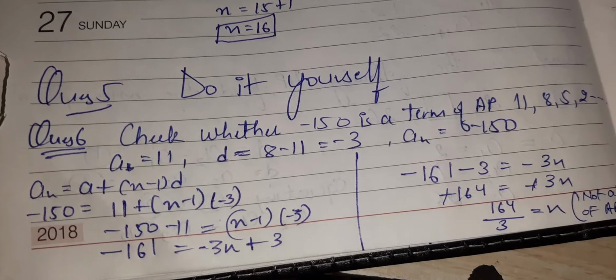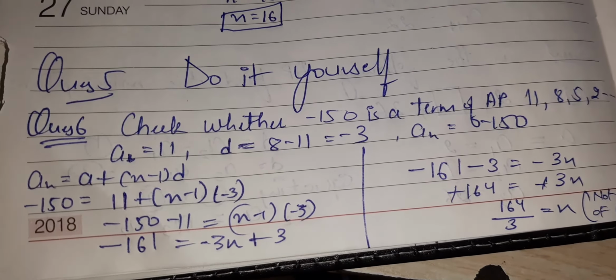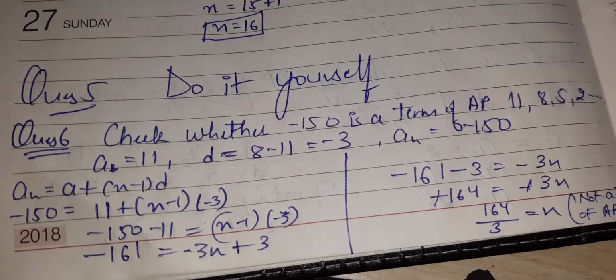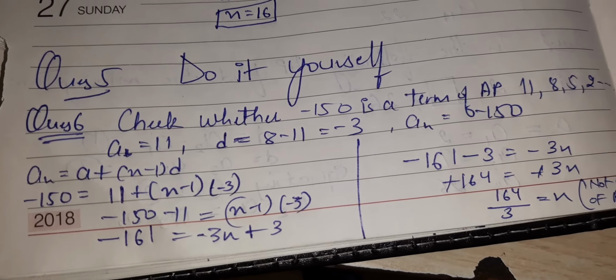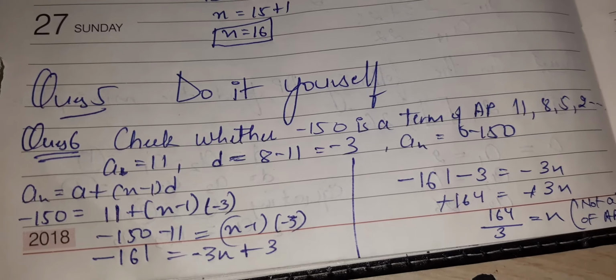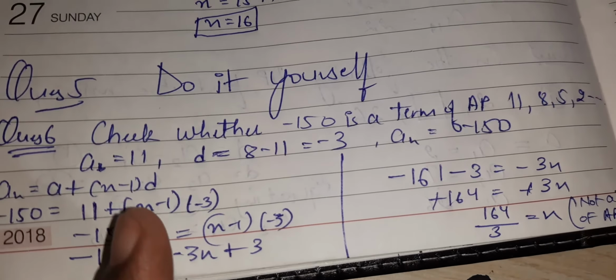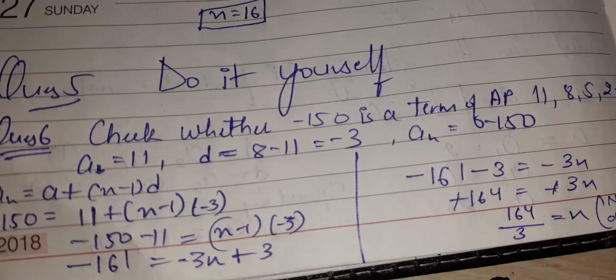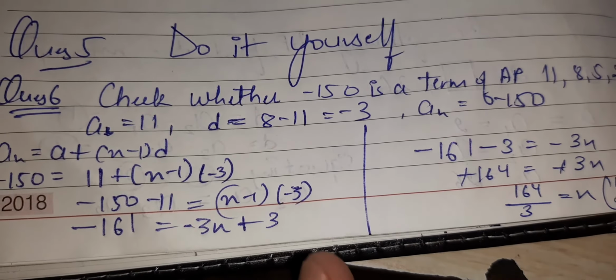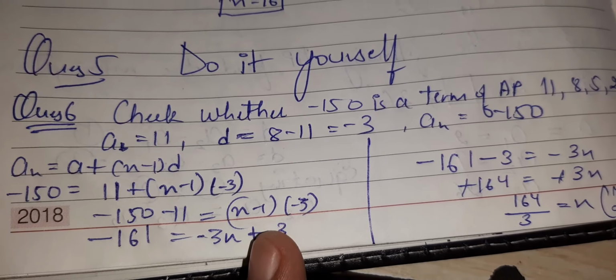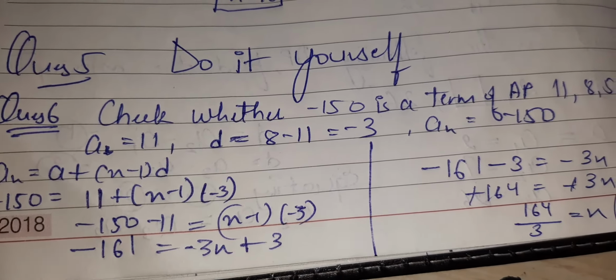Question number 6, check whether minus 150 is a term of an AP. a is given, d is given, and a_n, that is minus 150, is given. Again applying the formula, minus 150 is equal to a, 11, plus (n minus 1) into minus 3, that means d. Taking 11 to this side, this will become minus 11. By adding, minus 161 is equal to multiplying minus 3 with n and minus 3 with minus 1, that comes out to be plus 3.